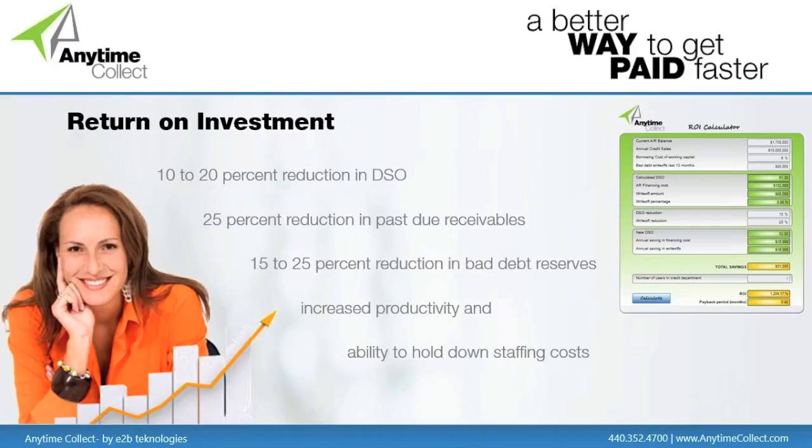One of the resources we do have is an ROI calculator. You can go out, enter your financial information, number of users, and expected reductions, and it'll tell you whether this will save you money. I can tell you right now, most of our customers are getting a minimum of 20% improvement in the first year. We had one customer that was a 40% improvement, meaning they were getting paid, in their case, almost a month faster.